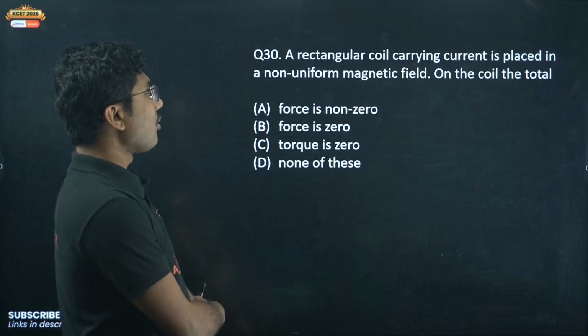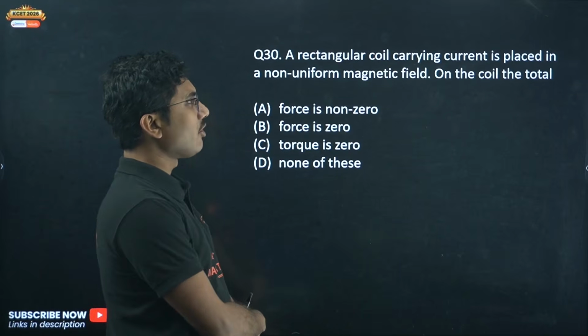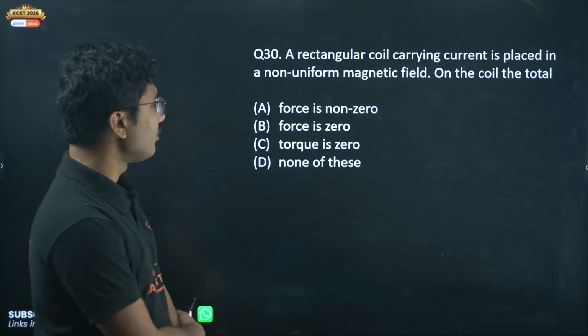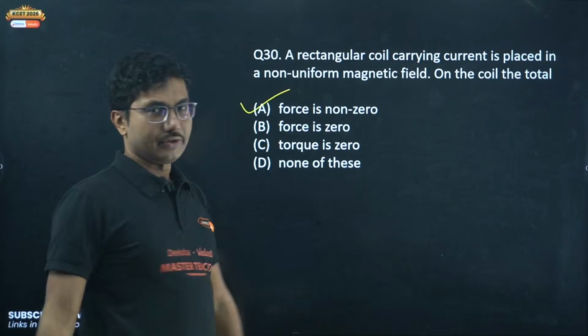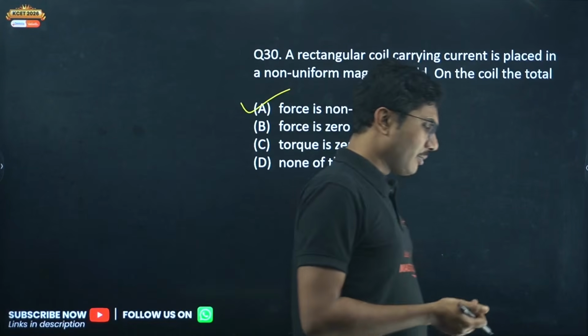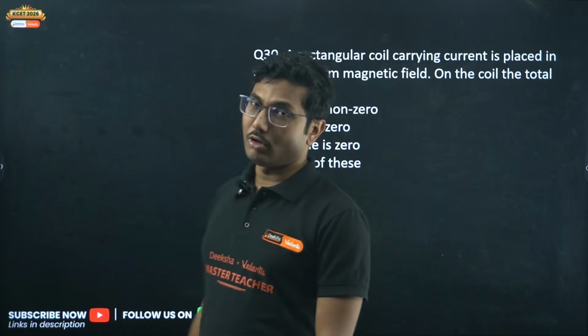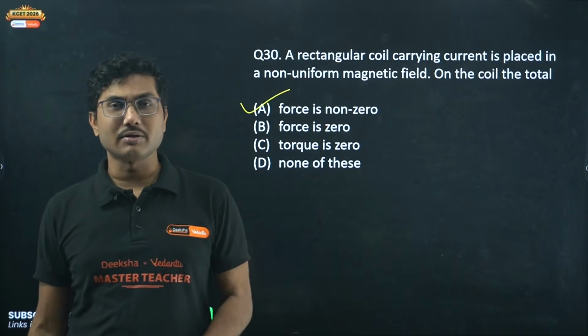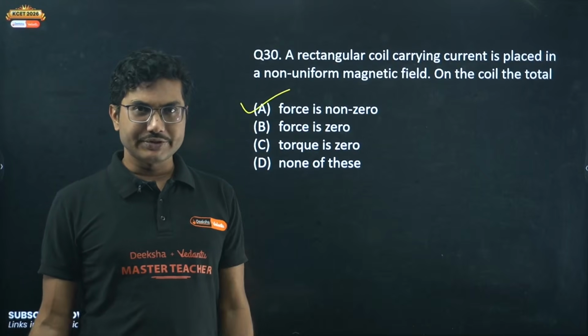A rectangular coil carrying current is placed in a non-uniform magnetic field. On the coil, the total force is non-zero, force is 0, torque is 0, or none of these. Force is non-zero. Remember that in a non-uniform magnetic field, a dipole always experiences force as well as torque. If the field is uniform, only torque is there, force is 0.